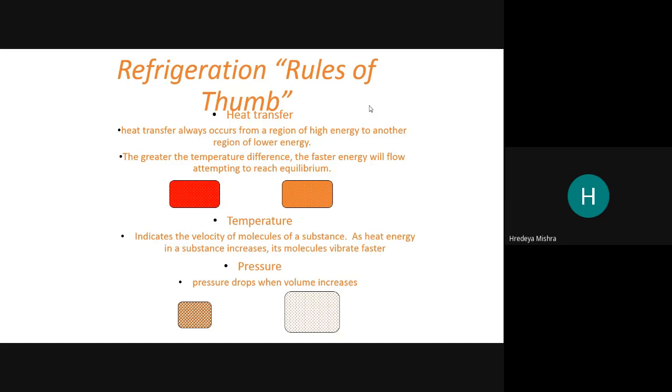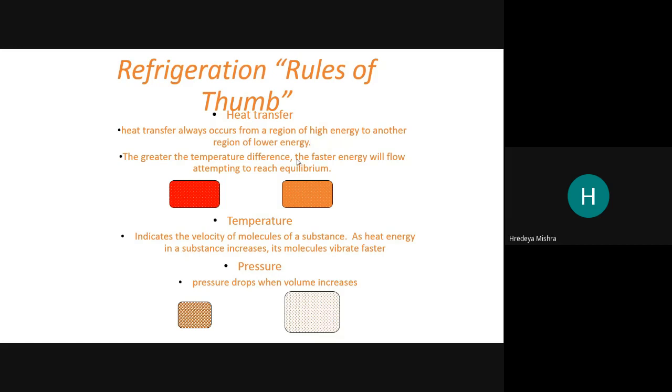Heat transfer always occurs from a region of high energy to a region of low energy. Heat transfer is always from the higher energy region to the lower energy region. The greater the temperature difference, the faster the energy will flow, attempting to reach equilibrium. That is about the heat transfer.